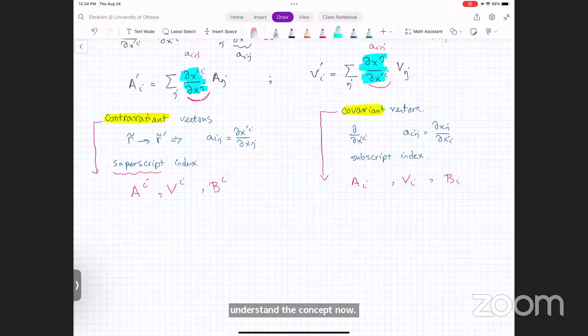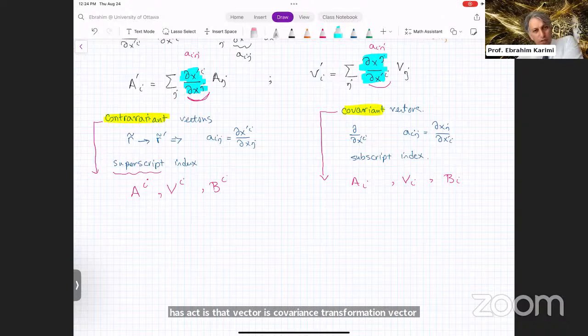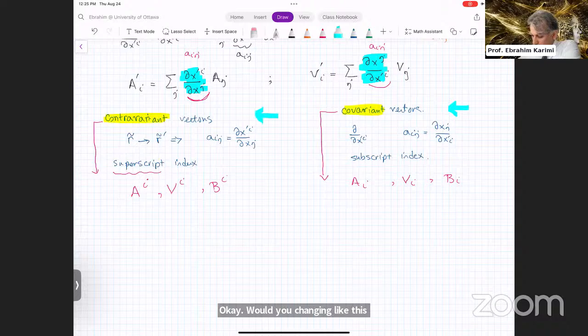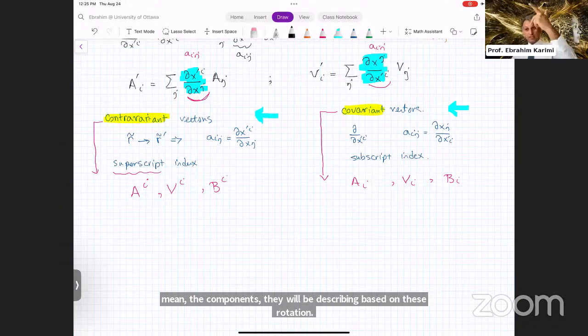One has asked, is that vector a covariant transformation vector? I'm not understanding the question properly, because this is a vector which I call a covariant vector, which changes by this rule, and that one is a contravariant vector which changes based on this rule. Transformation vectors, yes, they are based on the rotations, as I say. I'm looking at how the coordinate is rotated, and then I look at how the vector components respond to, and are described based on, this rotation. I'm not rotating the vectors, I'm rotating the coordinates.